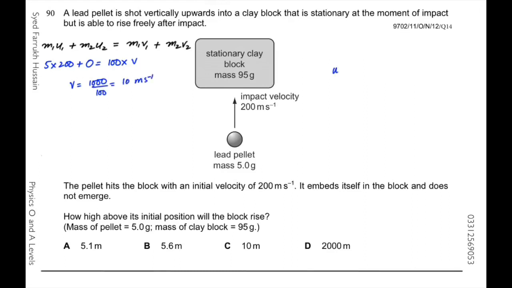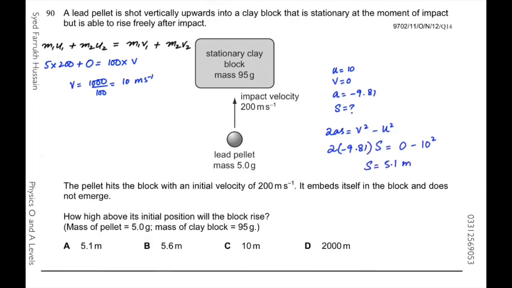To find out the height it will gain, the system will rise with a speed of 10 meters per second. At the maximum height the speed will be 0. So u is 10, v is 0, a is minus 9.81, s is unknown. By the equation of motion you will find out s as 5.1 meters.